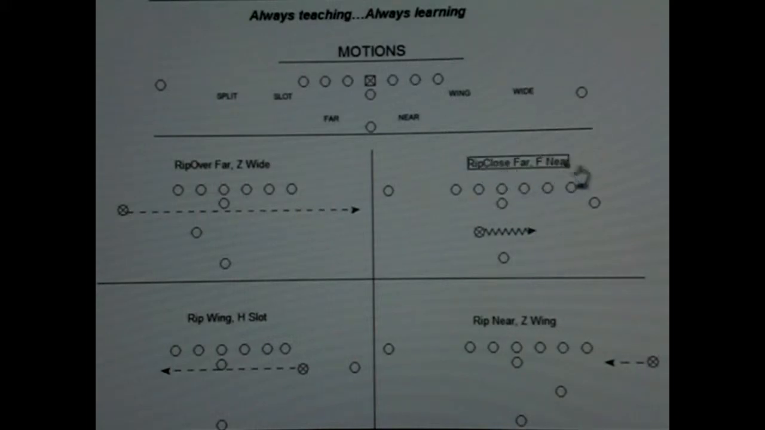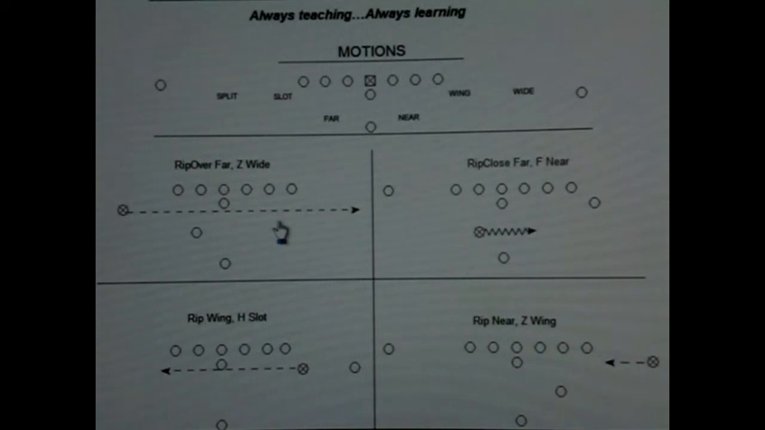Okay, let's take another look at another one. Here's a rip close, far, F near. Here's the Z in close, right? Rip close. We've talked about that. Rip close. Fullback's at far. And we want him to motion to near. Well, anytime our fullbacks motion from a far to a near or a near to a far, they shuffle motion until they get to that other position. Okay? So here it is. Rip close far, F near. Now, instead of coming out in a rip close near, we may come out in a rip close far, F near. It looks different. It's no different to us.